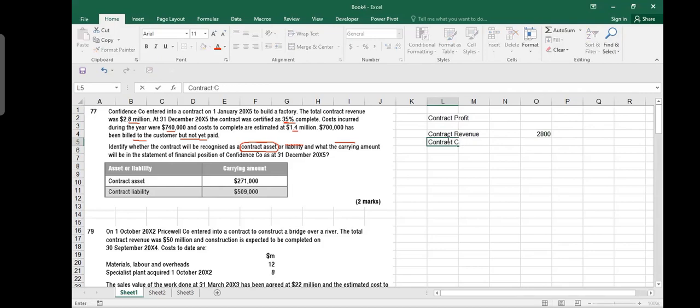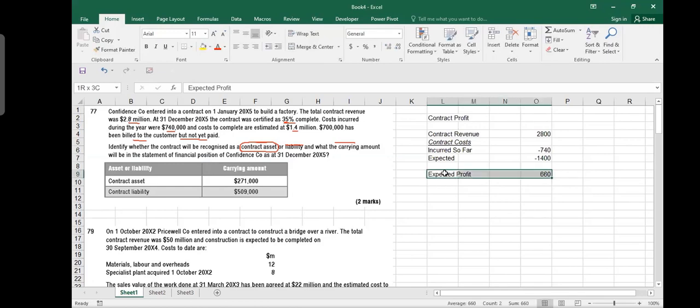Within contract costs, you have two numbers. One is incurred so far, and one is the expected. These two numbers you have to see. Incurred so far, what you have spent, is 740,000, and you expect that you will further spend 1.4 million. So this is your total cost of the contract. When you make the total and subtract, you come to a number of 660,000. This is actually your expected profit.